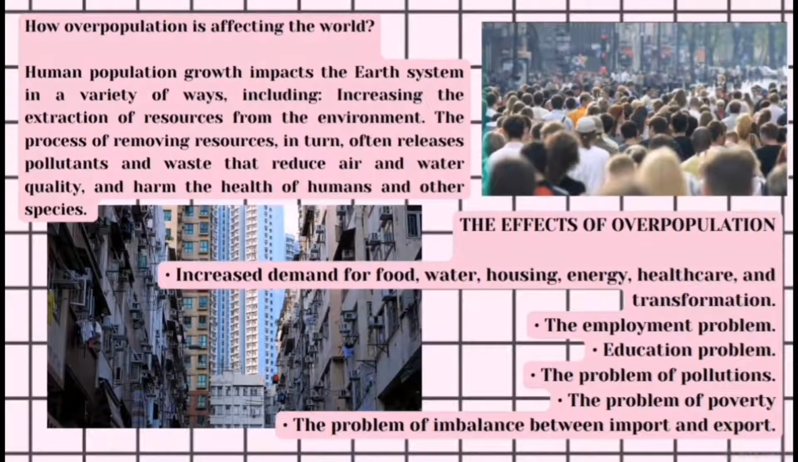So how is overpopulation affecting the world? Human population growth impacts the Earth system in a variety of ways, including increasing extraction of resources from the environment. The process of removing resources, in turn, often releases pollutants and waste that reduce air and water quality and harm the health of humans and other species. It is also associated with negative environmental and economic outcomes ranging from the impacts of overfarming, deforestation, and water pollution to eutrophication and global warming.